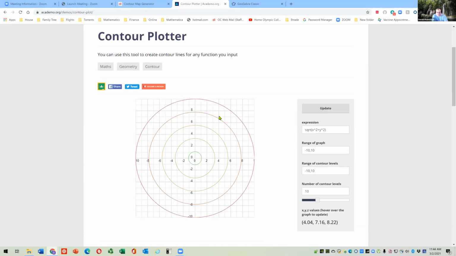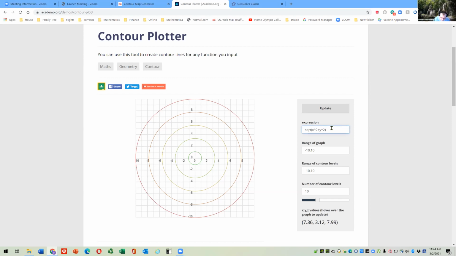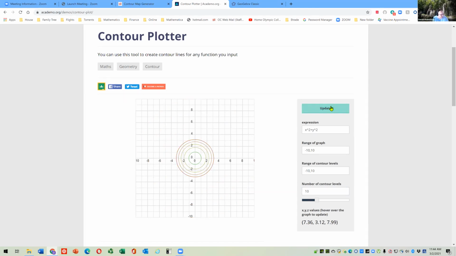Are you now looking at something that's called Contour Plotter? Right. It's in your Canvas site, so you click on it and it's called Contour something. You put your function over here. So in my case, it's going to be x squared plus y squared. And hopefully I don't need to change any of these. I'll update it. There you go. Can you see concentric circles?